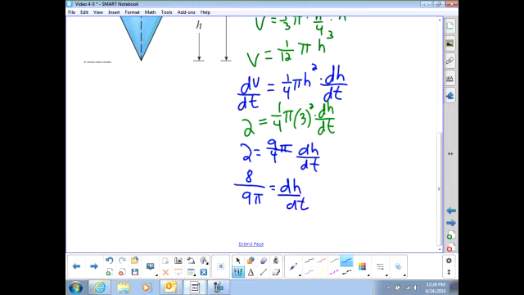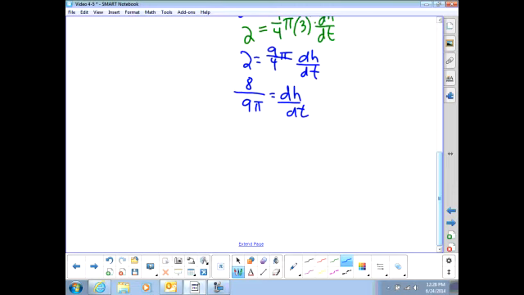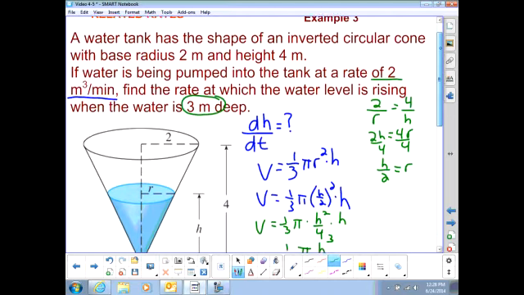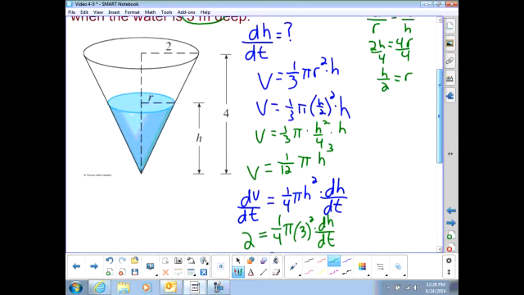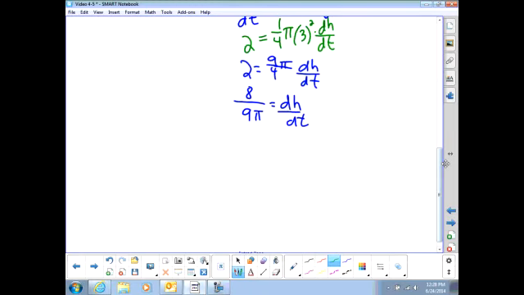And again, you can think of it as multiplying both sides by 4 to get rid of the 4 to give us 8, and then dividing both sides by 9 pi. Now your height is a one-dimensional measurement. We were working with meters, and we had minutes as our time rate, so this is meters per minute. And if you punch that in your calculator, it would be roughly 0.283 meters per minute.